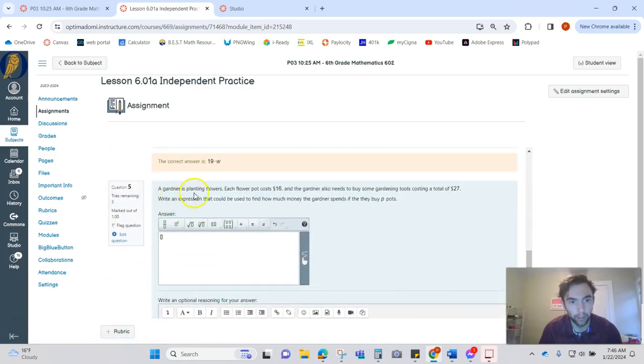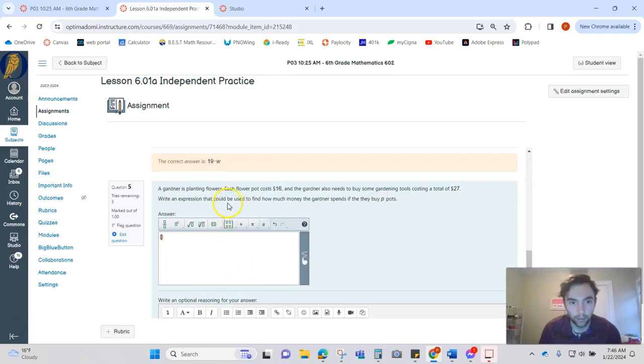Yay. Question 5. A gardener is planting flowers. Each flower pot costs $16, and the gardener also needs to buy some gardening tools costing a total of $27. Write an expression that could be used to find how much money the gardener spends if he buys P pots. P is my letter, not X, not Y, not W, not M, it's P.